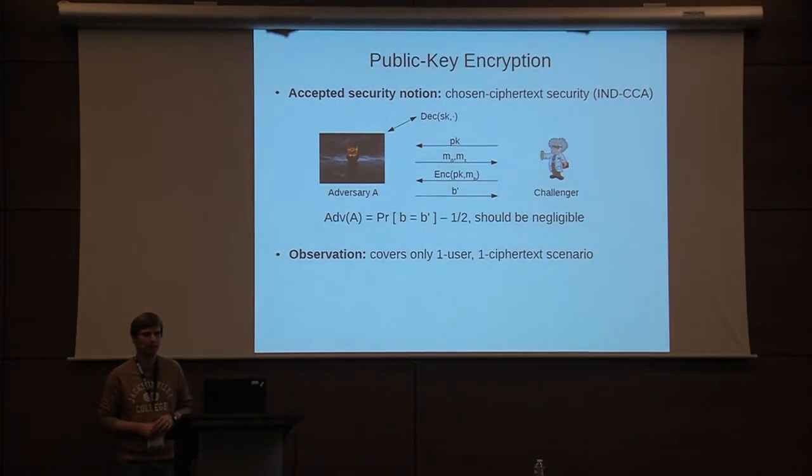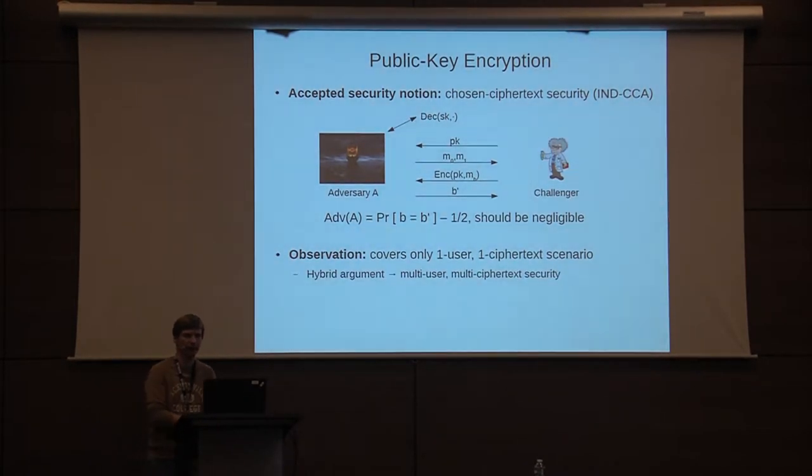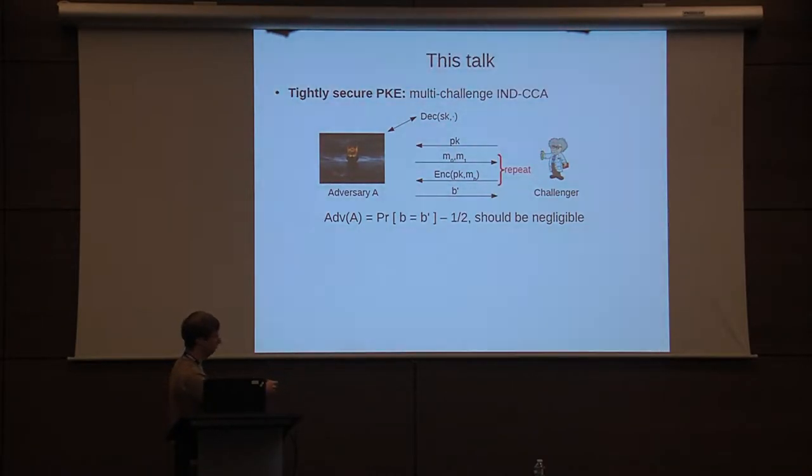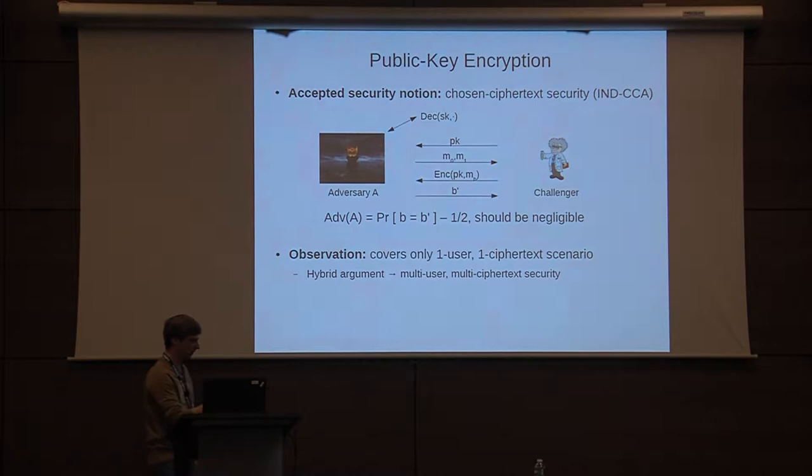And the first observation is that this security definition is simple, and you can even make it simpler if you consider, for instance, key encapsulation mechanisms. But it also covers only a non-practical scenario. It covers a one-user, one-ciphertext scenario, and so it's not really a realistic security notion in itself. The standard argument is, if you're only interested in polynomial security, then you can argue with a hybrid argument that security in this CCA sense also gives you security in a multi-user, multi-ciphertext scenario.